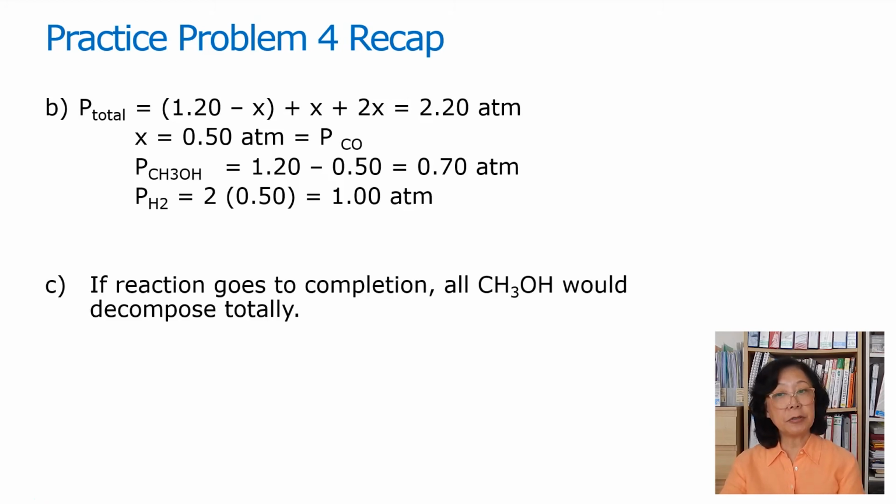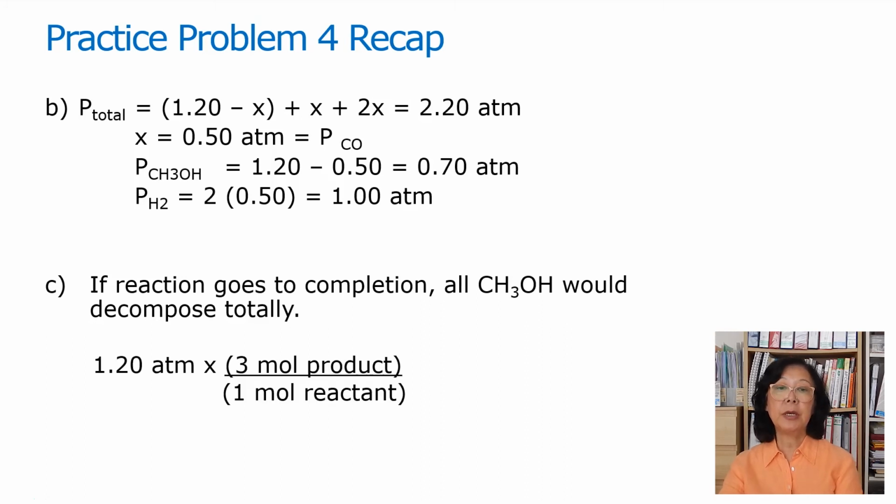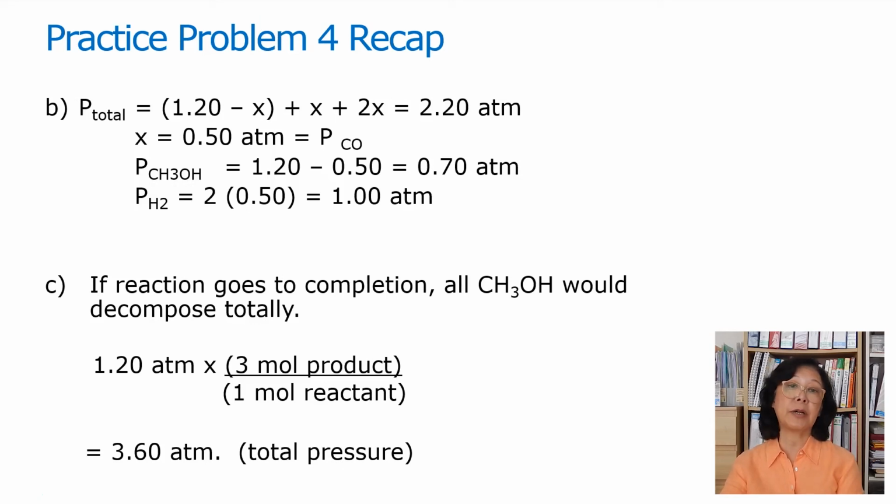If the reaction goes to completion, all that methanol would totally decompose. Therefore, we use the stoichiometric mole ratio of 1.2 atm for the partial pressure of methanol, converted into 3 moles of product, a mole ratio of 3 to 1. And then we end up with 3.60 atm for the total pressure at the end. That's all totally due to the formation of the product.